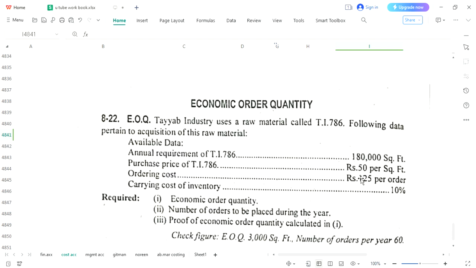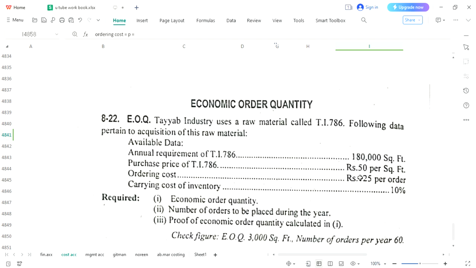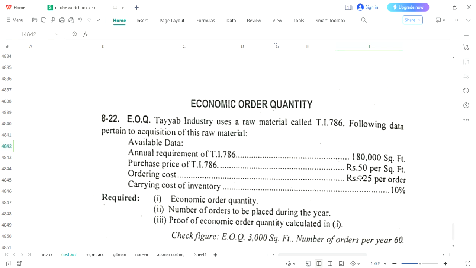Ordering cost 125. Ordering cost or cost of placing an order is the same thing. It would be denoted with P, and that amount is 125. So you can put 125 over here. Right now we are just looking for our inputs.